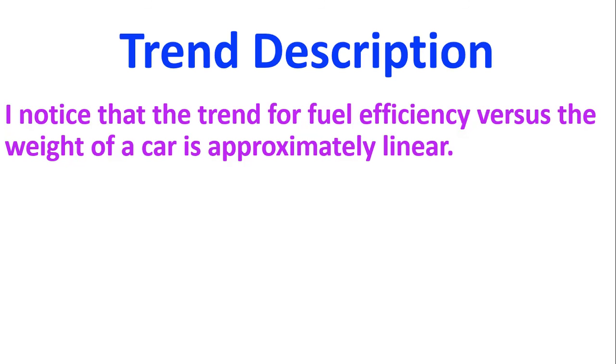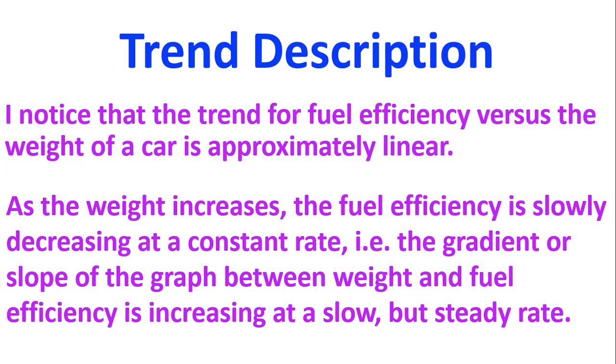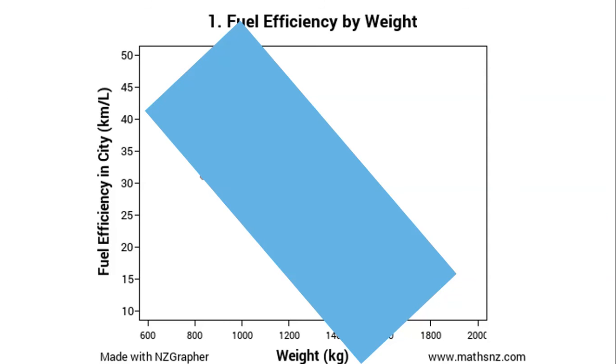So our trend description needs to state this. So we've got to state that the trend is approximately linear, and I've got to state both my variables in there, and then I've got to describe it in more detail. So if I just go back to the graph, on the x-axis is the weight. As that weight is increasing, so 600, 800, 1000, 1200, what is the fuel efficiency doing? Well, the fuel efficiency is going down.